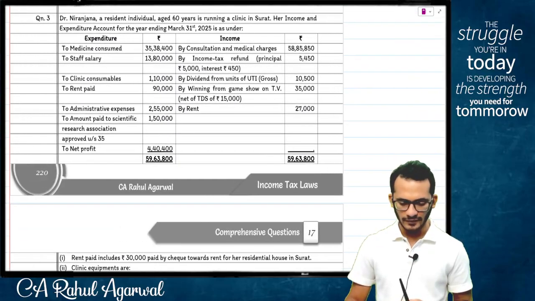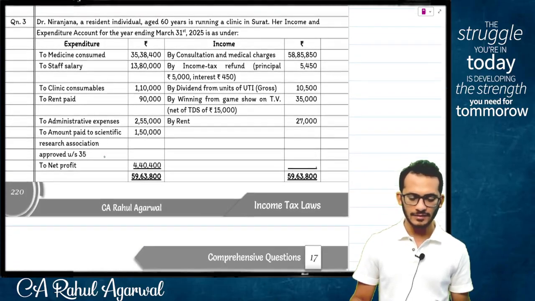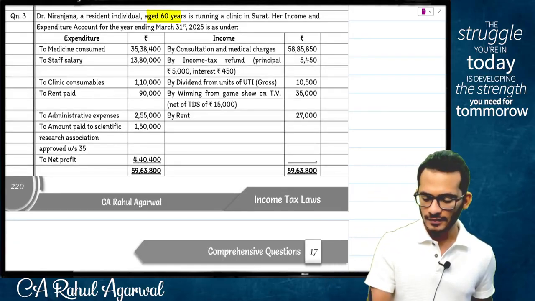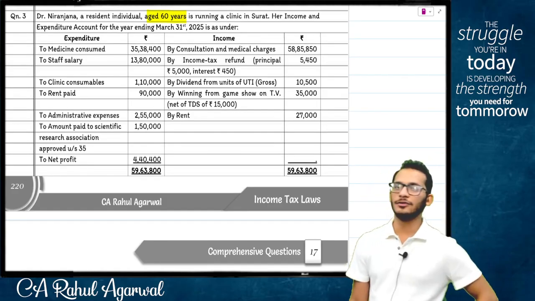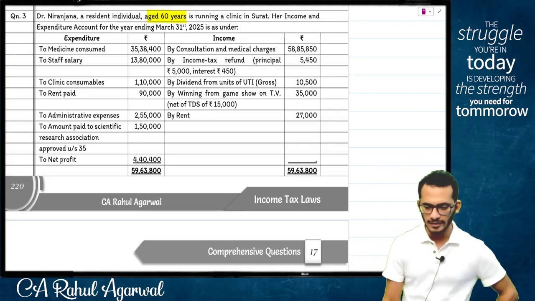Question number 3. We are doing total income questions, people. Let's see how much of it you understand. The question says, Niranjana is a resident individual aged 60 years and is running a clinic in Surat. People, the moment she is running a clinic, I know she is a professional. Her income and expenditure accounts are given to you.